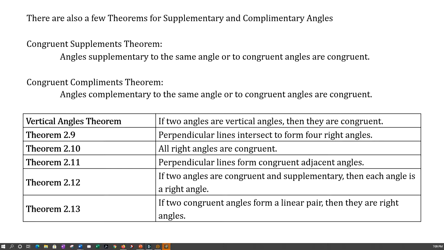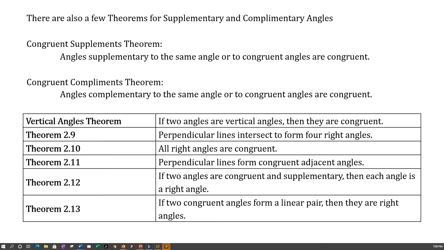The vertical angle theorem is a new theorem we're going to talk about. If two angles are vertical angles, then they are congruent. Remember, when we have two lines that cross, they form a group of four angles. The angles that are opposite each other, they share the same vertex, but they don't share any sides, are the vertical angles. They're always going to be congruent.